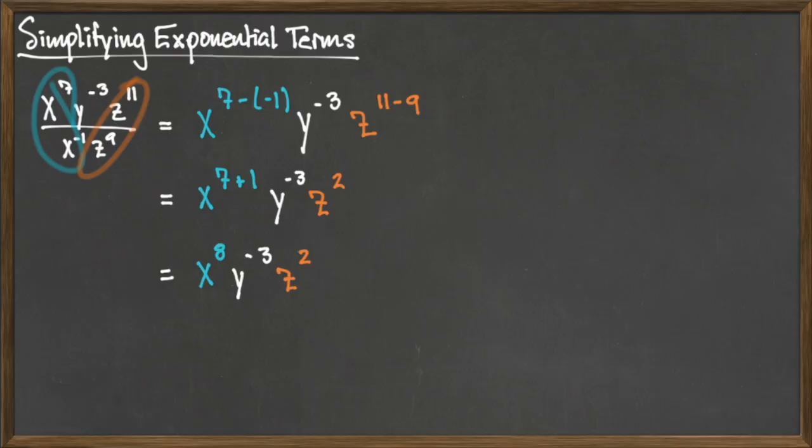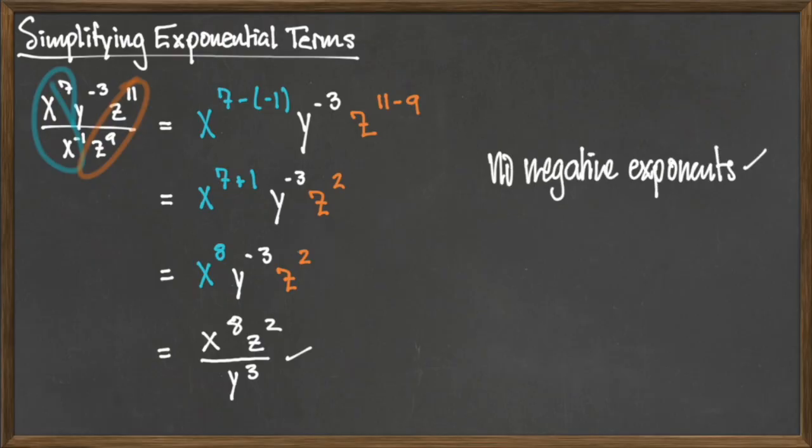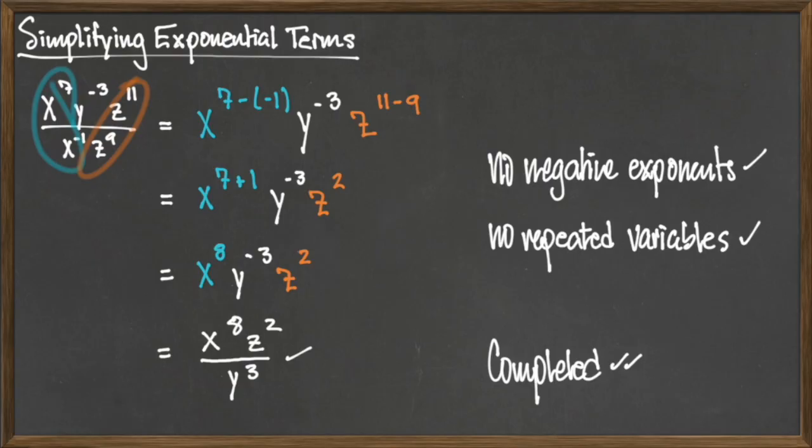Simplifying a problem like this means that I don't want any negative signs in my exponents. Since I have a y to the negative 3rd, I want to change that into 1 over y to the 3rd. So the final expression I get will be x to the 8th times z squared divided by y to the 3rd, and we're done. No negative exponents, no repeated variables, and we are complete. Remember that a negative exponent means changing my location in the fraction. So when I am simplified completely, I need to move things around either to the numerator or denominator if they have a negative exponent.